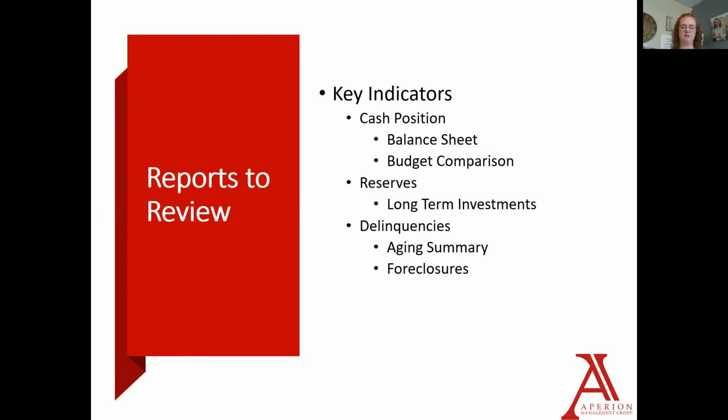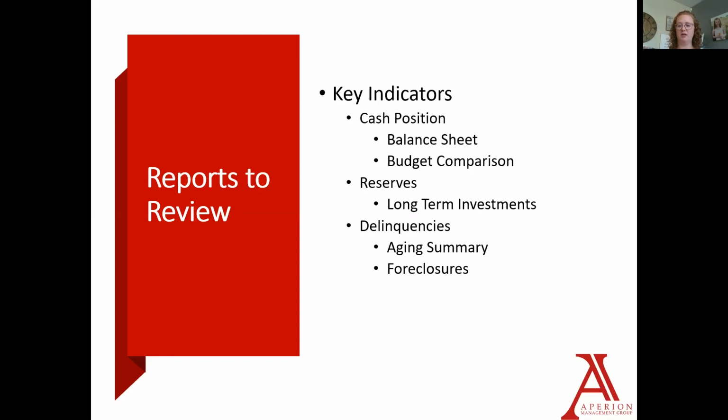And then delinquencies is going to be a key indicator for you. Are we suddenly seeing a big spike? Are we seeing a change in how many owners are delinquent? Are we starting to see a trend in foreclosures? This is certainly something that we are paying attention to within our current economic climate. We haven't seen a big spike in foreclosure or in delinquencies in our communities just yet.